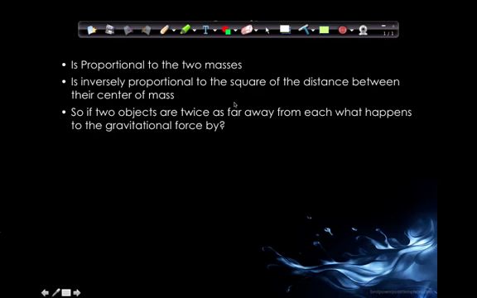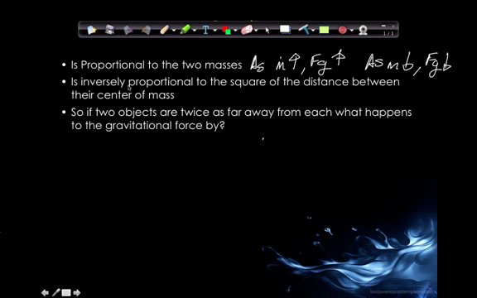Okay, so our force of gravity is going to be proportional to their masses. When I say proportional, what I mean is as one goes up, the other one goes up. So as mass increases, force of gravity increases. And as mass decreases, so does force of gravity. They're proportional to each other. As mass gets higher, so does the force of gravity. As mass gets lower, the force of gravity also gets lower.